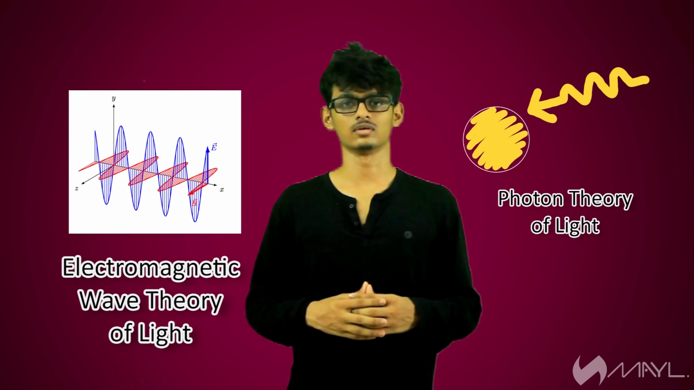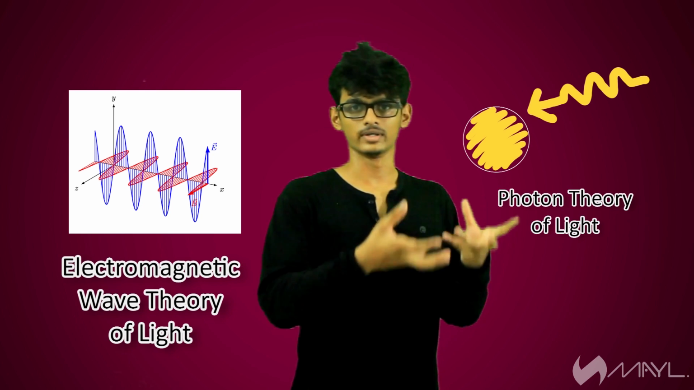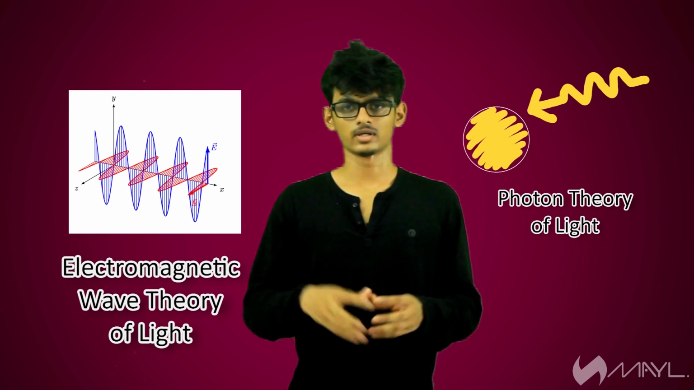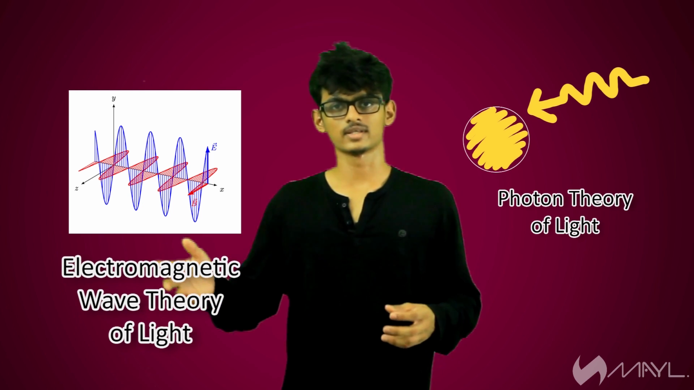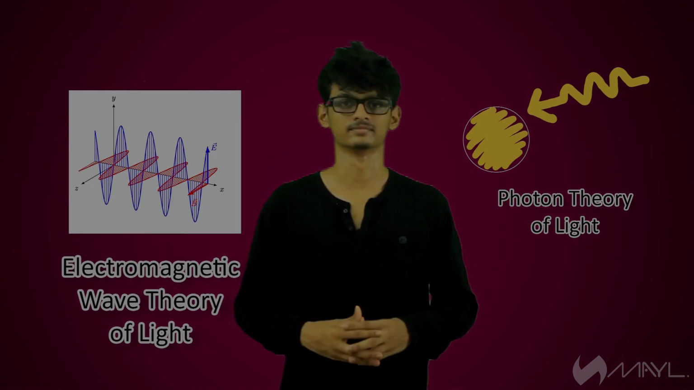So as of now we follow both the electromagnetic theory of light and the photon theory of light because they are the closest to what light truly is. They can explain most of the properties, but one has its own exceptions which can be explained using the other.